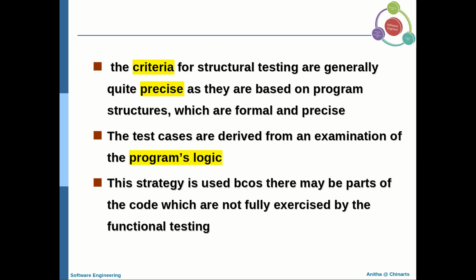Say for example, how to declare an integer, how to declare a float variable, how to declare a string variable, or how to declare a class, or how to declare a structure or union in a C program. For all these things you have a proper format or syntax for the structure of your program. So you can say the criteria for structural testing will be very precise, so it becomes easy for you to generate the test cases.